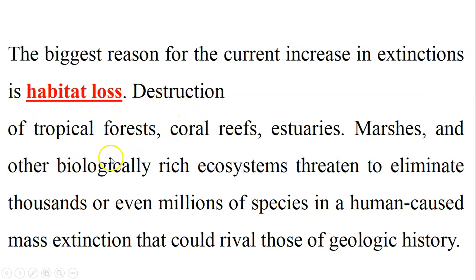Destruction of tropical forest, coral reefs, estuaries, marshes, and other biologically rich ecosystems threatens to eliminate thousands or even millions of species in a human-caused mass extinction that could rival those of geologic history.